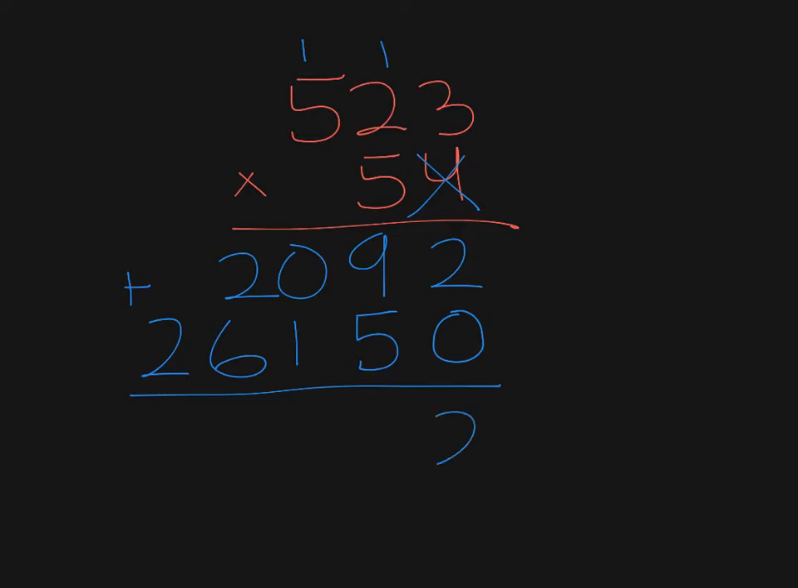2 plus 0 makes 2. 9 plus 5 makes 14. Carry my 1. 1 plus 1 makes 2. 2 plus 6 is 8. And the 2 is by himself. So my product is 28,242.